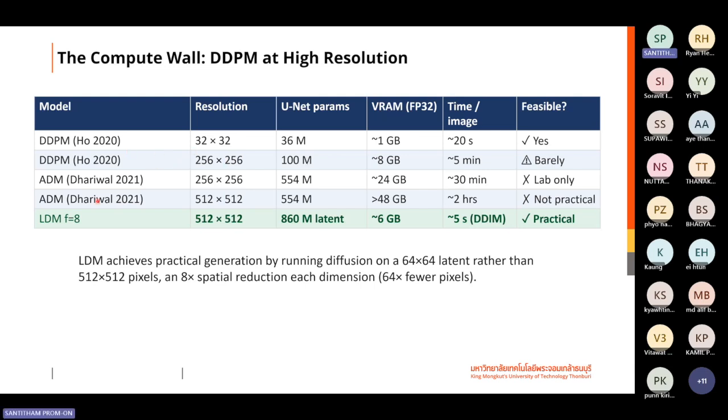Okay. Without LDM, you can see the scaling of the VRAM from 1 gigabyte to 8 to 24 to 48, and the generation time per image for each of these. This is not okay, right? Compared to LDM, we have 8x spatial reduction in the dimension of the representation. Okay, and it is represented in the latent domain rather than the pixel domain.